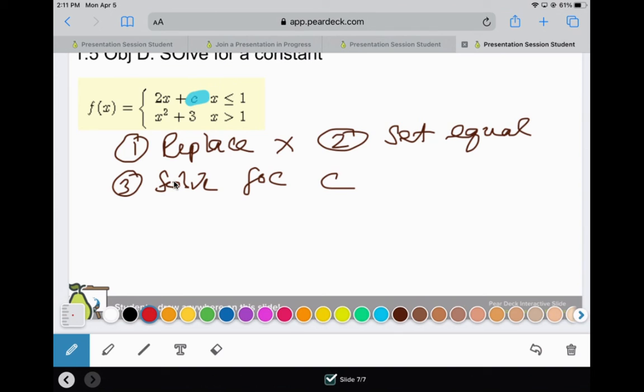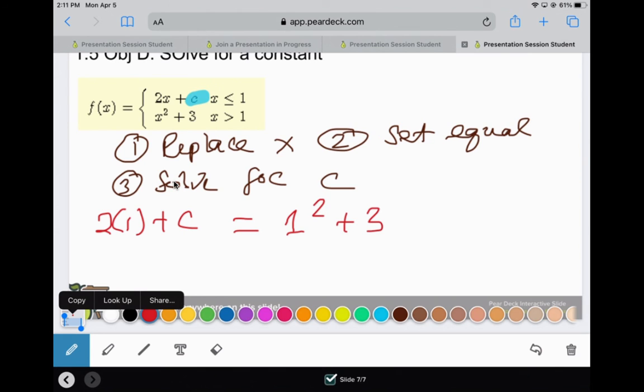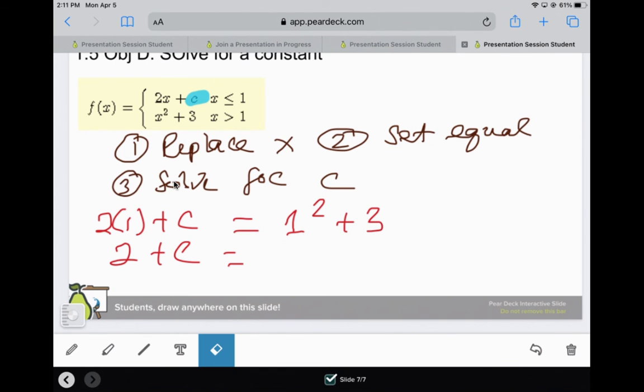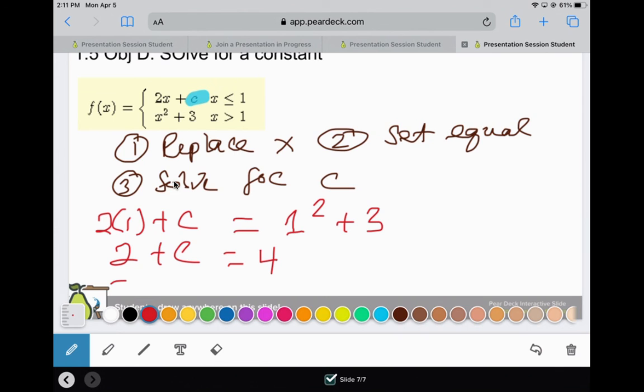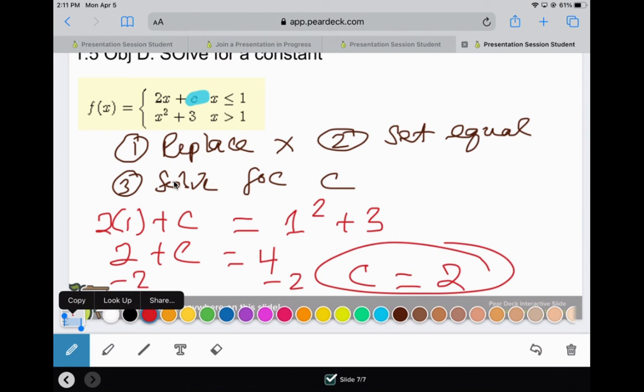So look at step 1, so 2 times 1 plus C equal to 1 squared plus 3. So 2 plus C. On this side, it should be 1 plus 3, that is 4. Then we solve for C, which is C equal to 2. So that is the step. So that's what you do to find that constant. So you say the function is going to be continuous when C is 2.